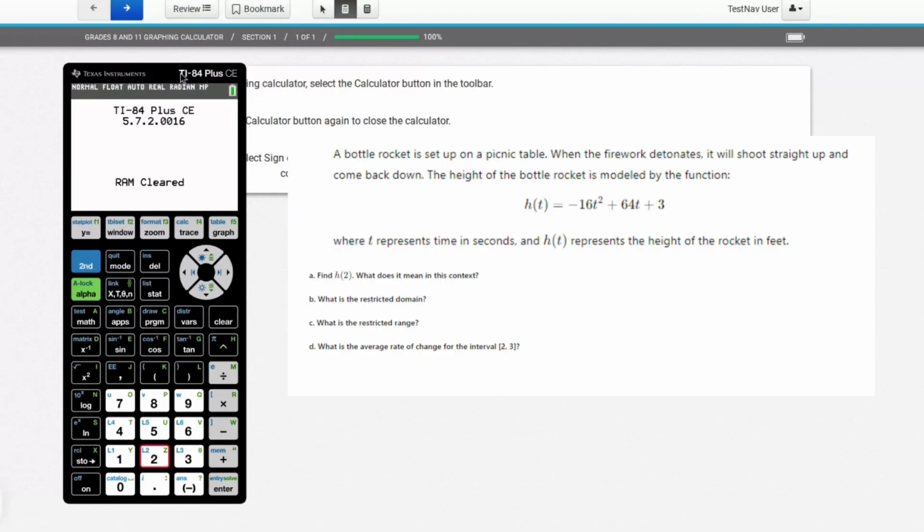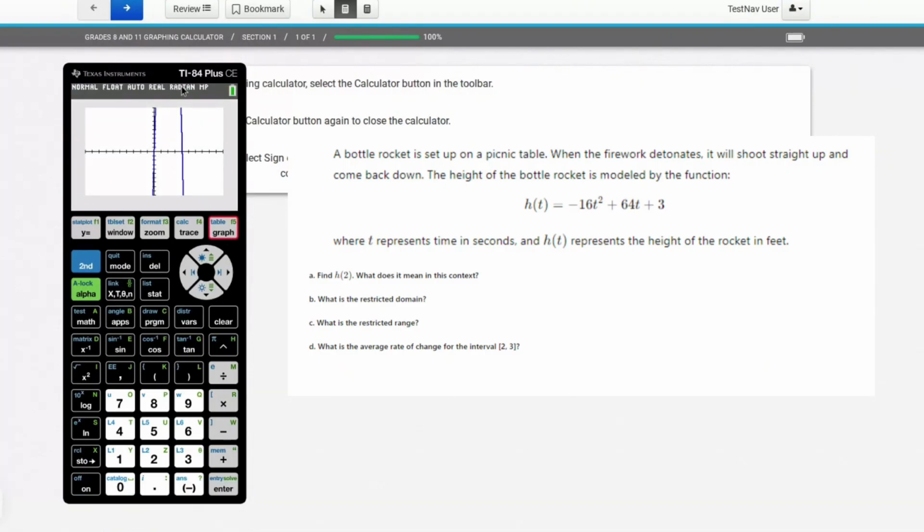All right, let's do the old bottle rocket one. We're going to go to y equals, and we're going to type in this equation. Now, I know instead of t, we're going to use x's, so don't yell at me. Negative 16x squared, and then plus 64x, plus 3. Let's go to graph. And we get a graph.